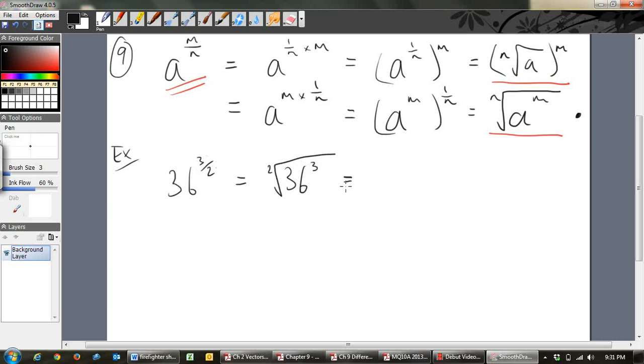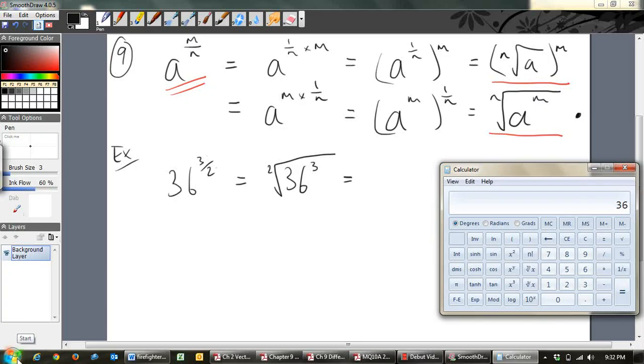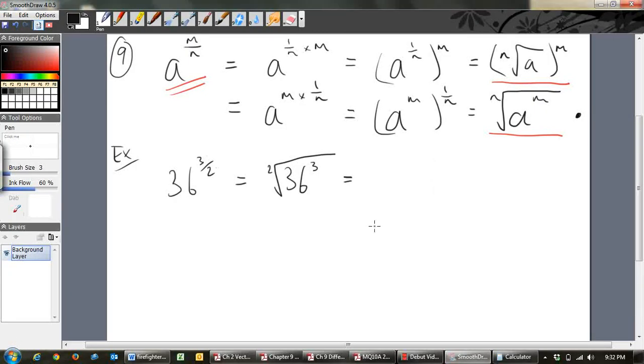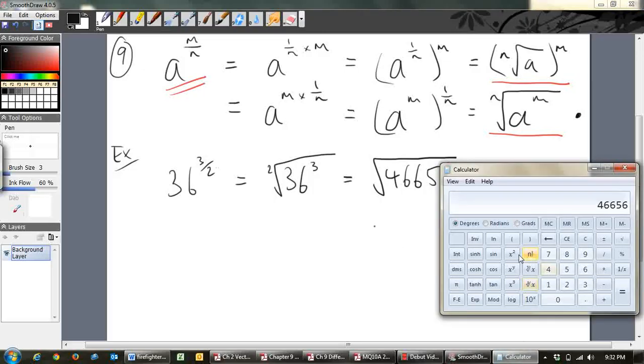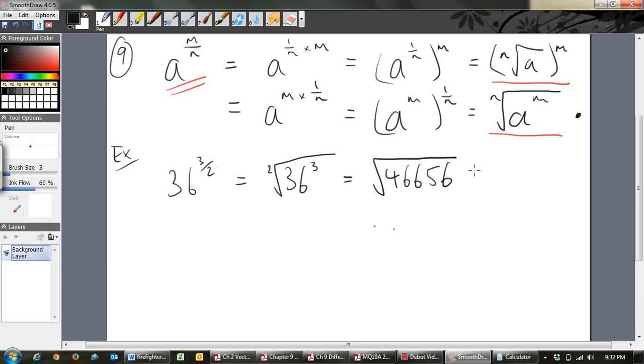Now 36 cubed is a big number. I've got to prove to you that this is all the same, so I'm not going to cheat. I'll just go to the calculator. 36 cubed, 36 times 36 times 36. So we get 46656, and what we want to do is the square root of that. Back to the calculator. Now I'm going to take the square root of that. Square root, and we get 216. So that would be one way to solve this.